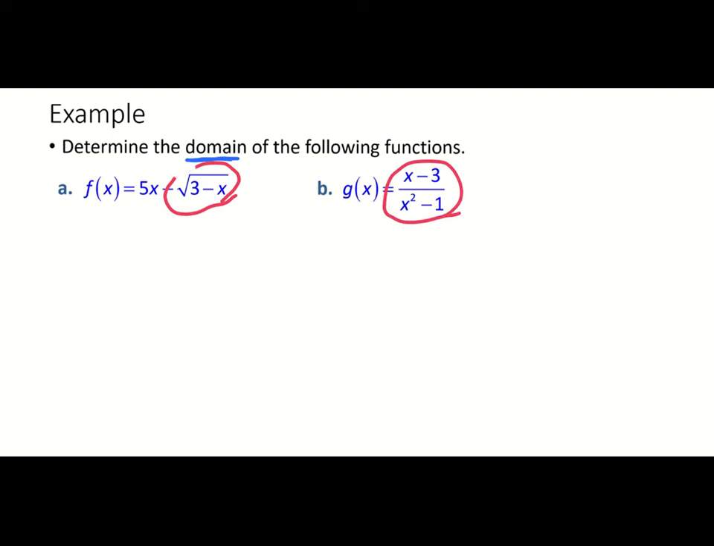So let's look at A. All right, so for A, to find the domain, the 5x doesn't matter because I can put anything in there and we'll get a value out of it.